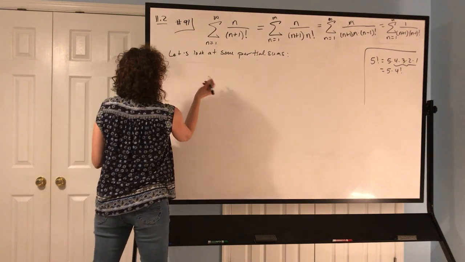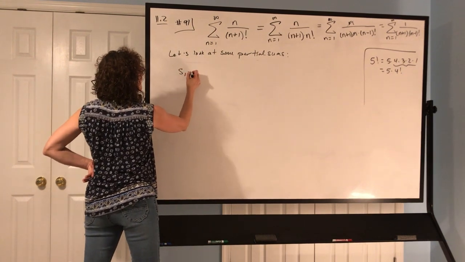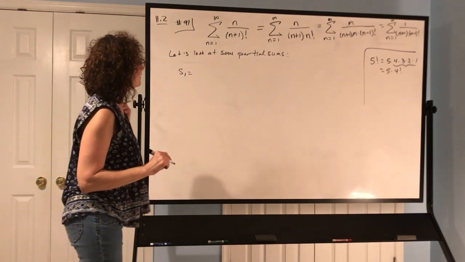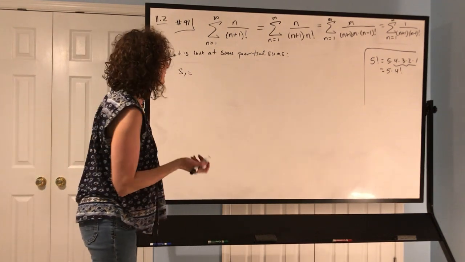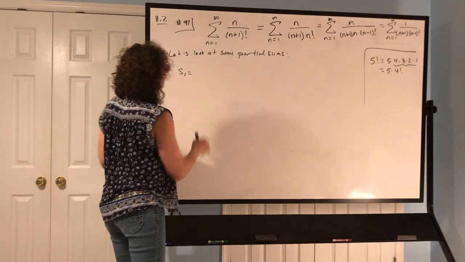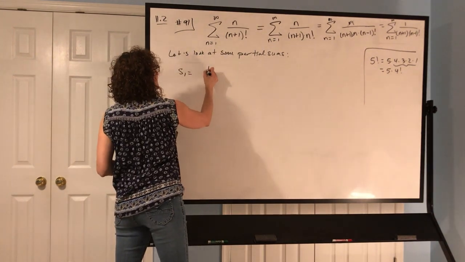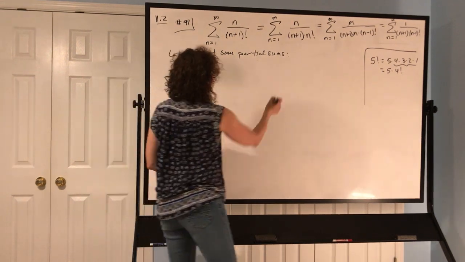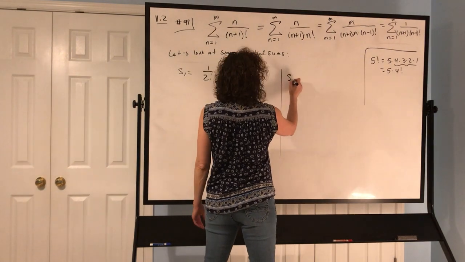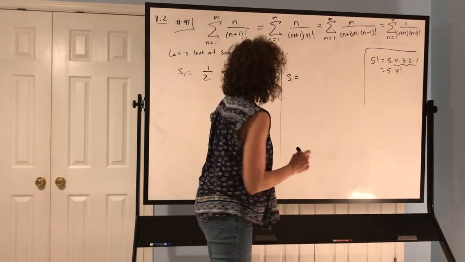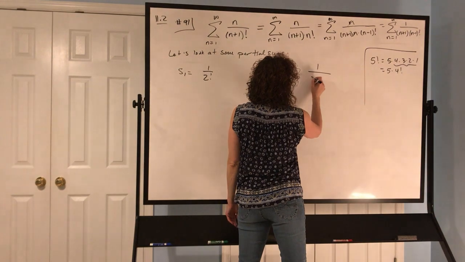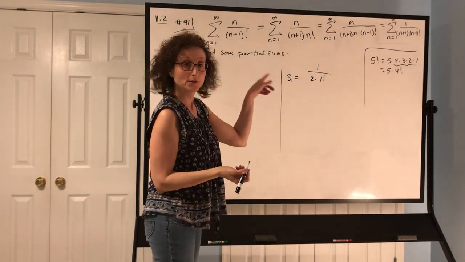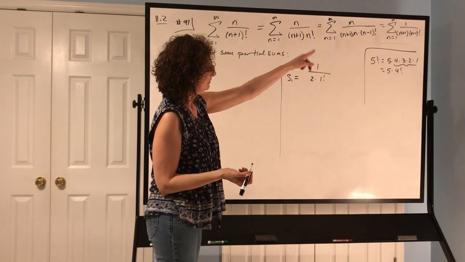Okay, so let's look at S1. Now this guy starts counting at 1, so S1 is just our first term when n is 1, depending on which one you want to look at. If we look at this version, when n is 1, we've got 1 over 2 factorial. If we look at the other version, S1 is 1 over 2 times 1 factorial, right? Does that make sense? You good? When n is 1?